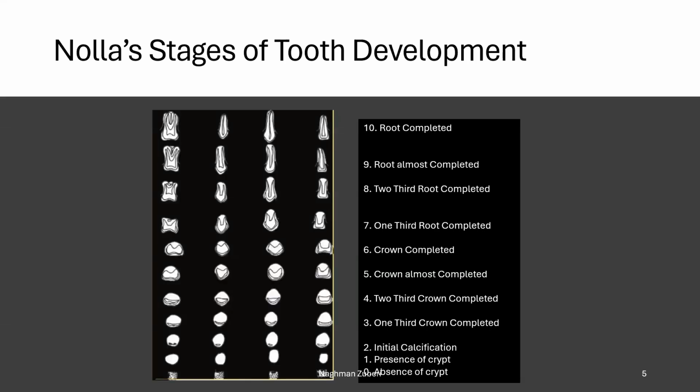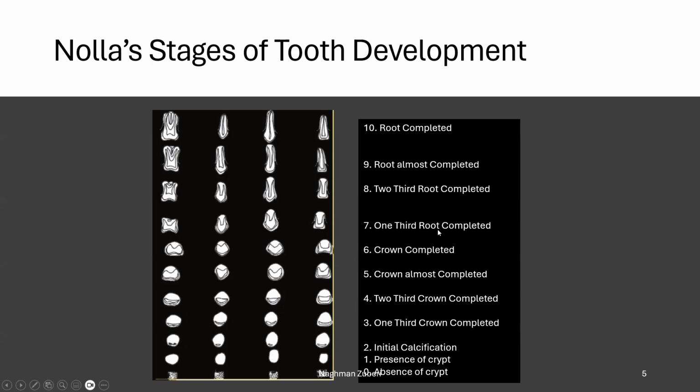So these are Nolla's stages of tooth development. Stage 0 means there is absence of crypt. Stage 1 is presence of crypt. Stage 2 is initial calcification begins. Stage 3, one-third of the crown is completed. Stage 4, two-thirds of the crown is completed. Stage 5, crown is almost complete. Stage 6, crown completed.